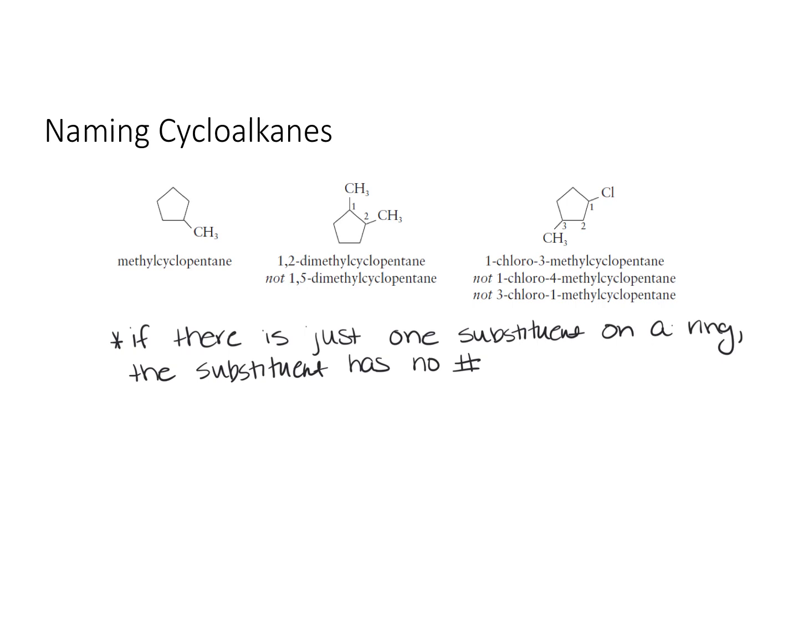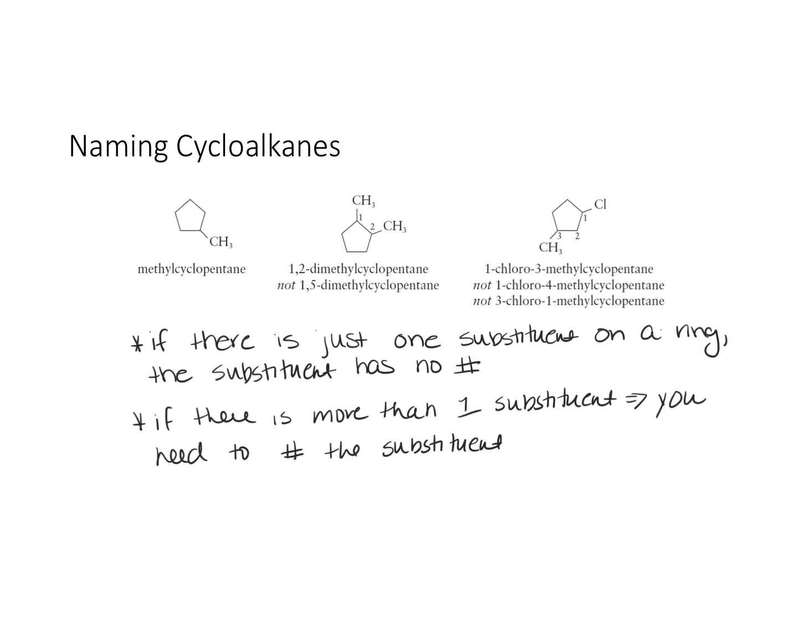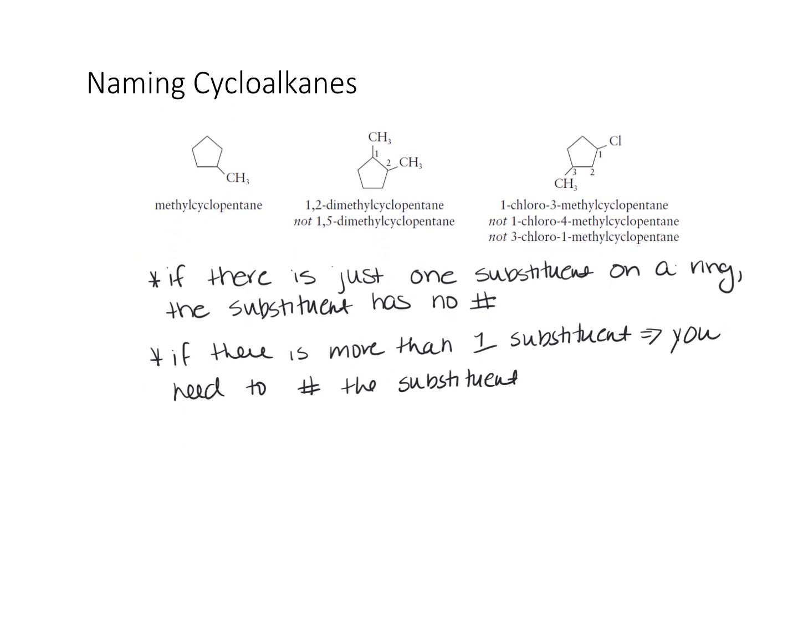Now, once you have more than one substituent, you need to number these substituents. And remember that number is telling us the location. That's sometimes called a locant number. And so we need to give the location.